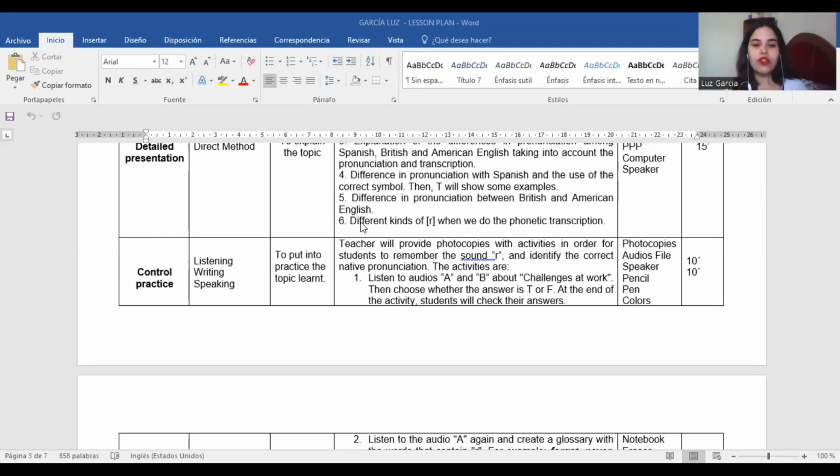Activity number one is to listen to audios, in this case A and B, about challenges at work, and then choose whether the answer is true or false. At the end of these activities, students will check their answers.